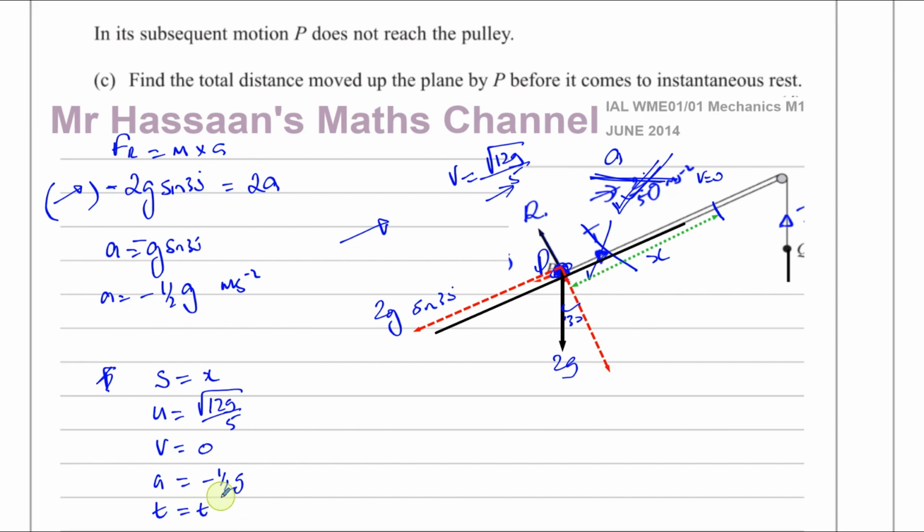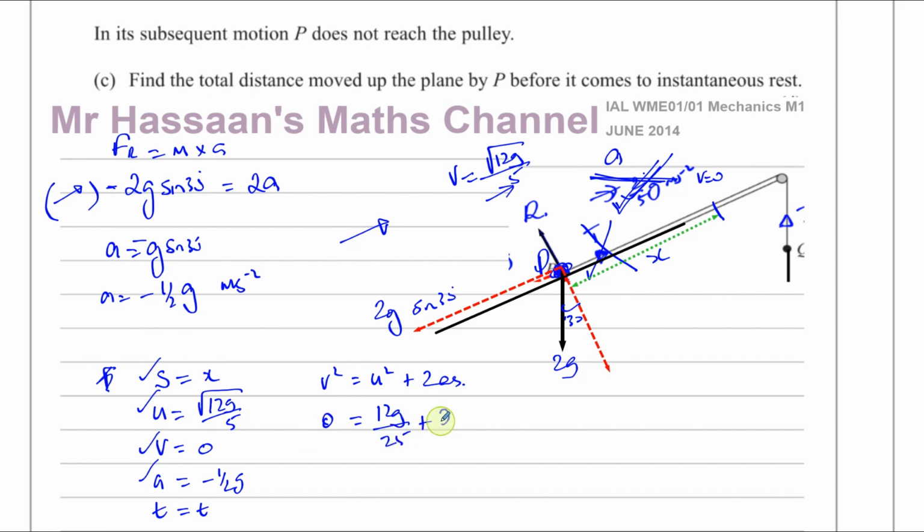Okay, we have to find it. So we're going to use S, U, V, and A. We can use again V squared equals U squared plus 2AS. So V is 0. U is this, so U squared is going to be 12G over 25. That's why I left it in this form. Makes it nice and simple.